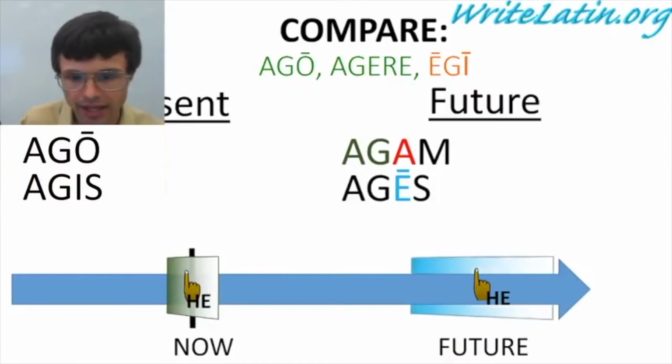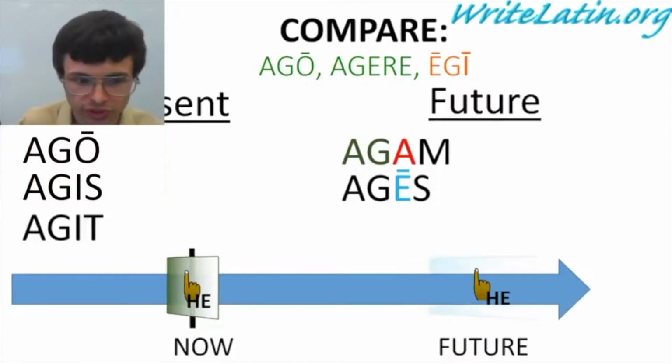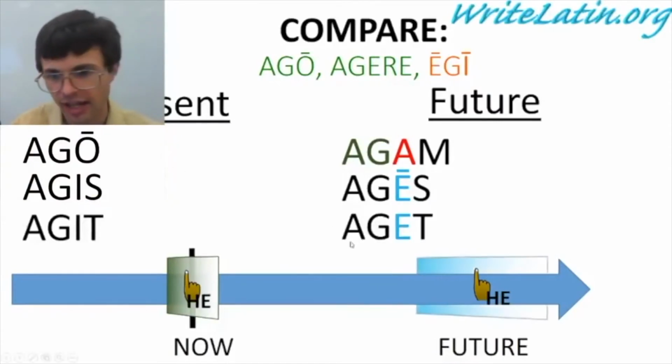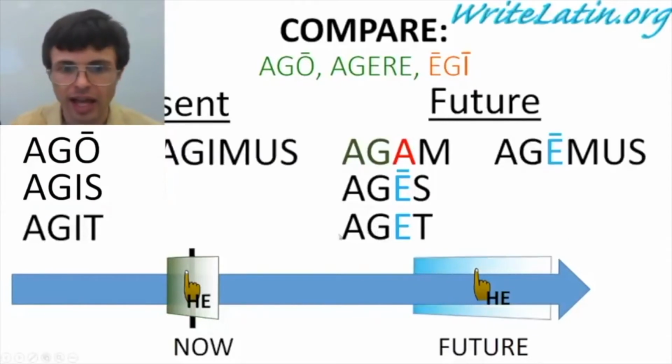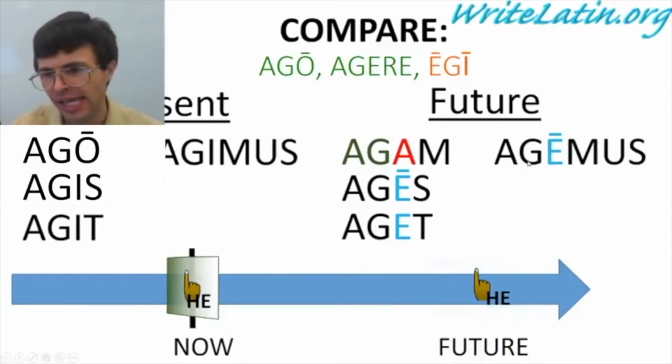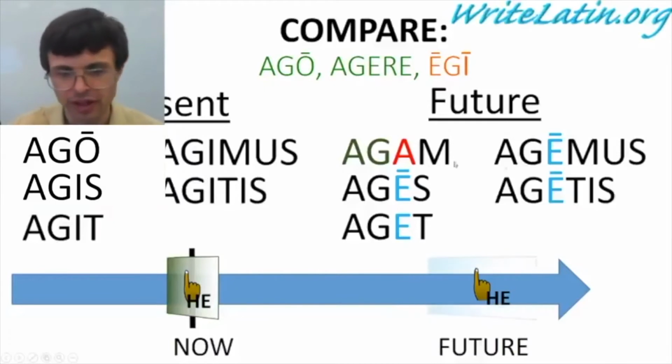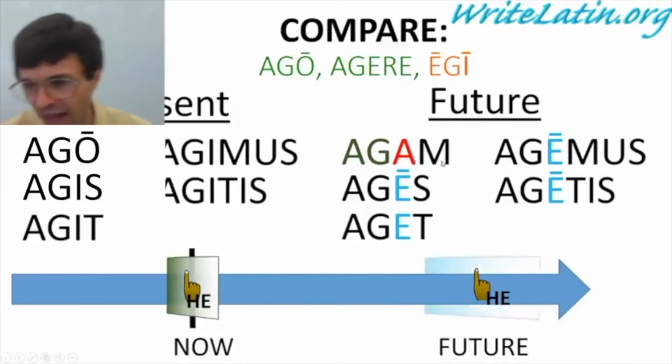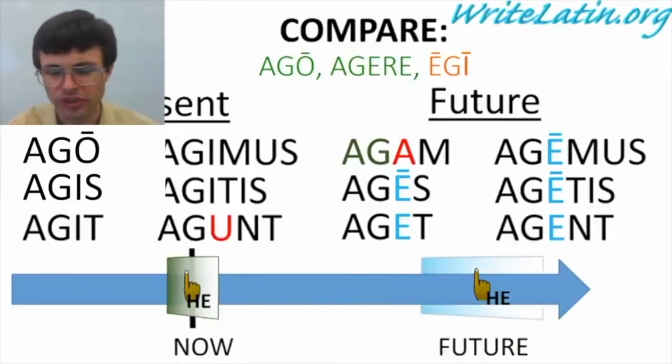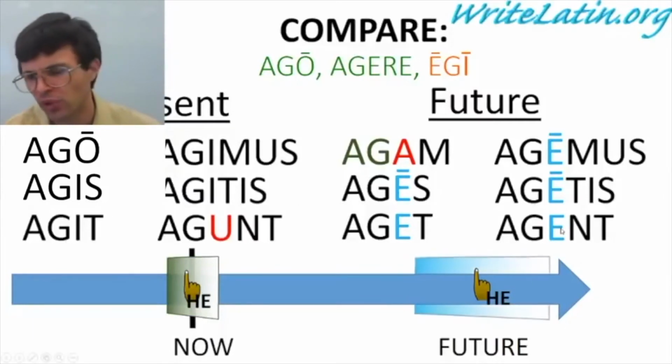Ago, agam, agis, ages. You will do it. Agit, he does it. Aget, he will do it. Agimus, we do it. Agemus, we will do it. Agitis, y'all do it. Agetis, y'all will do it. Agunt, they do it. And agent, they will do it.